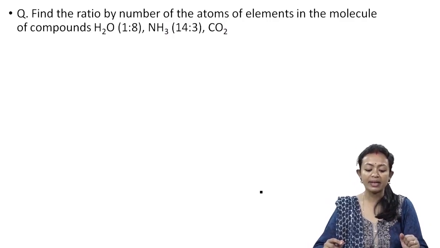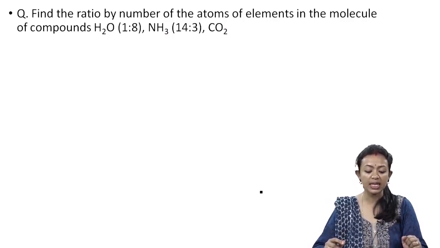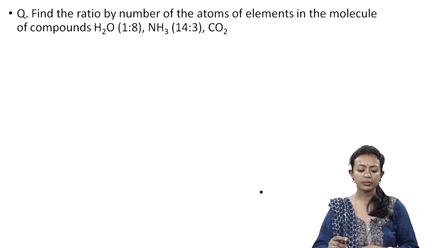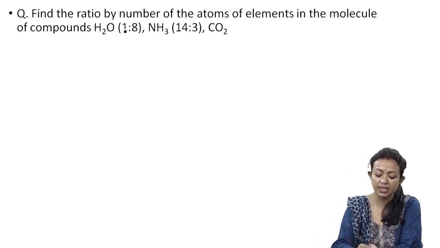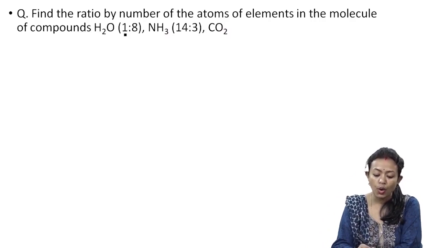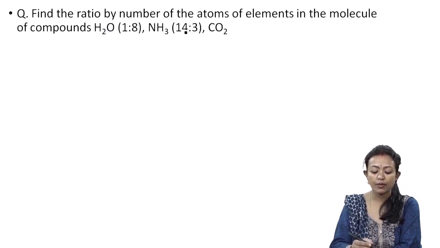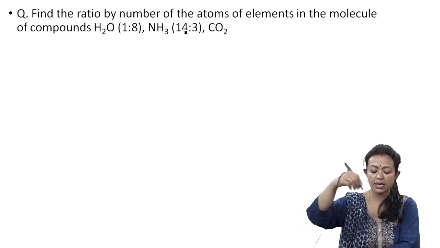Find the ratio by number of atoms of elements in the molecule of compounds: water, ammonia, carbon dioxide, and so on. Now in this question, you can see that the ratio by mass is given. That is, the ratio is 1:8 for water. In ammonia it is 14:3. Now for solving such problems, this is how we are going to do it.